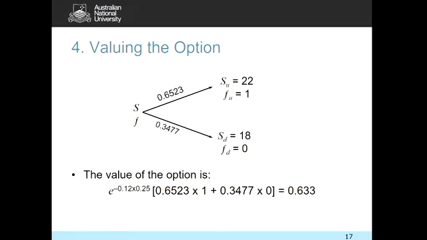The value of my option, remember, is e to the power of negative RT, so e to the power of negative 12% times 3 months, multiplied by P, the probability of moving up the tree, 0.6523, times the payoff of $1, plus the probability of moving down the tree, 0.3477, times the payoff, which in this case happens to be 0. I plug that in and it gives me the same 63.3 cents. Hopefully this is much easier than using the risk-neutral valuation we did at the beginning, just going straight ahead and using the formula. Any questions?